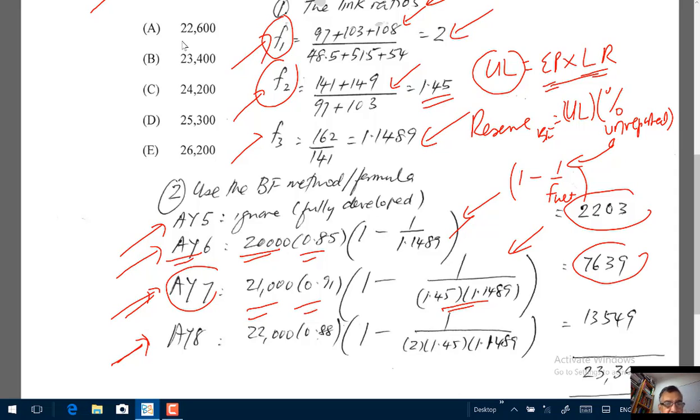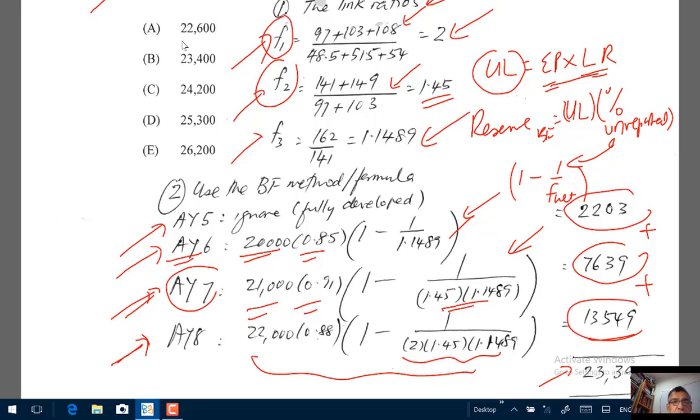For accident year 8, the only thing that changes will be your F ultimate in the denominator, where you have to multiply 2 by 1.45 and then multiply by 1.1489. Use your calculator and you will get 13549. So all that's left to do is just add these up and you'll get your final answer, 23391. So the closest answer will be B. And we are done.